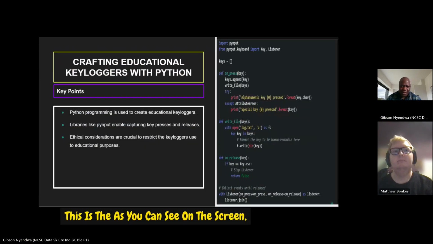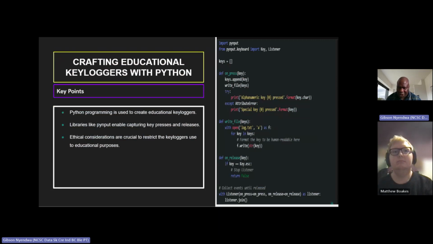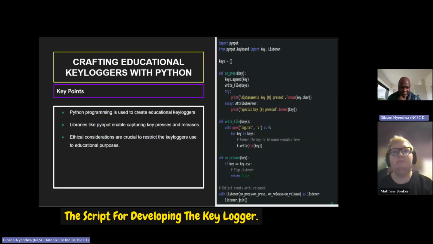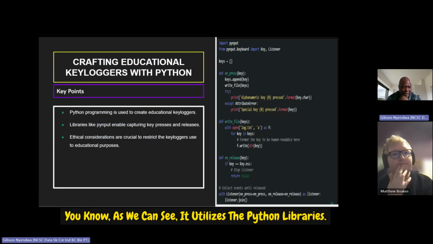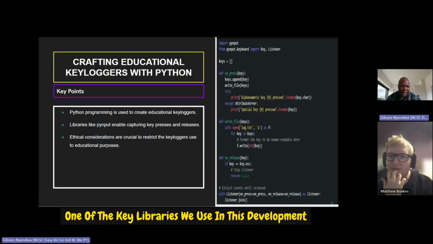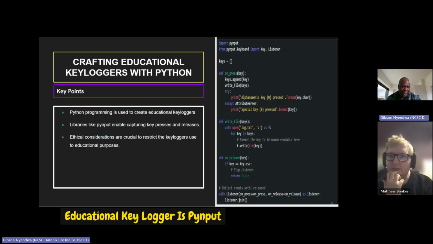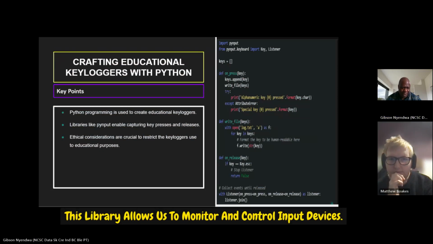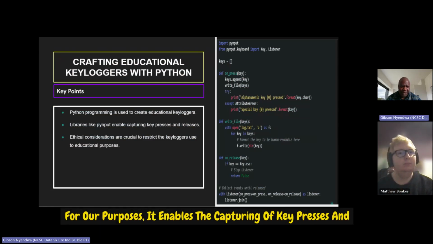This is, as you can see on the screen, the script for developing the keylogger. As we can see, it utilizes Python libraries. One of the key libraries we use in the development of this educational keylogger is pynput. This library allows us to monitor and control input devices.